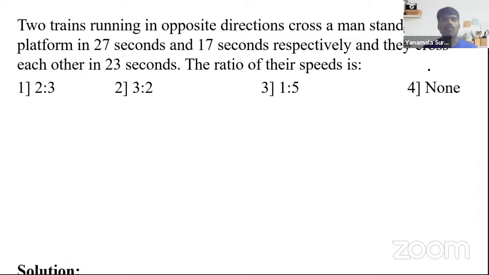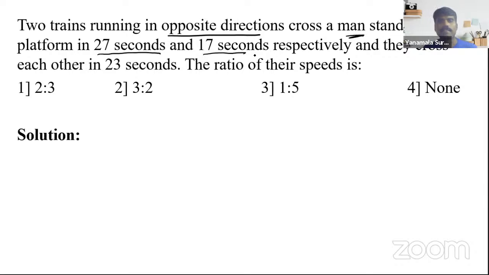Now, what exactly they mentioned: two trains are traveling in opposite directions. One thing they had given is 27 seconds, a train crossing a man. The second thing they had given is 17 seconds, another train crossing a man. So this comes under the first case, a train crossing a man. Now this 23 seconds comes under case 3, the opposite direction case. Let me write each step by step. Let me write the first case.